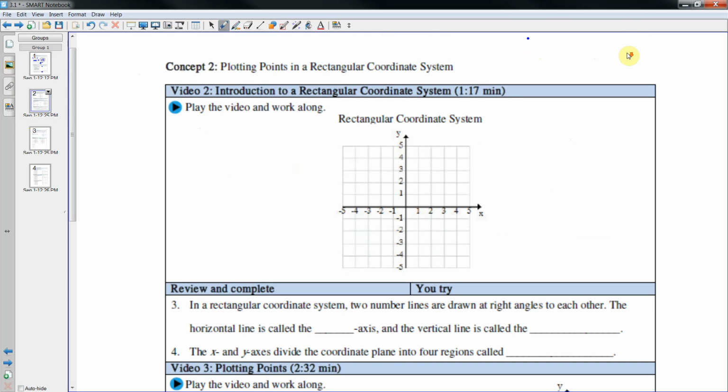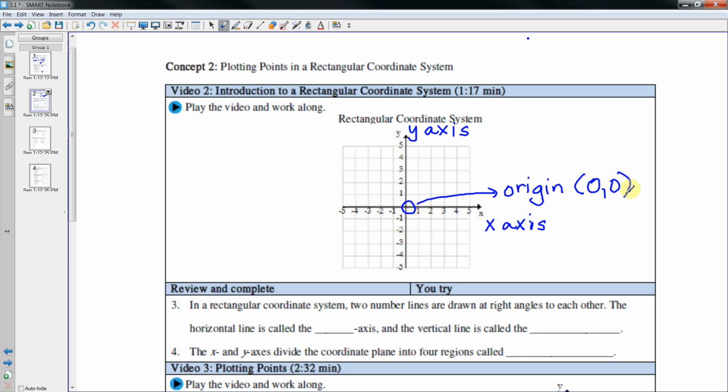So let's look at a rectangular coordinate system, because this is what we're going to be dealing with, and I want to do some labeling of this rectangular coordinate system first. When we create these two lines, we have an x-axis and a y-axis. The x-axis is horizontal, so it runs from left to right. The y-axis runs up and down, and you can see that when they touch right here in the middle, that point is called the origin, and the ordered pair for that origin is 0, 0.